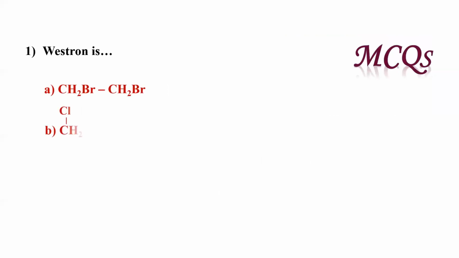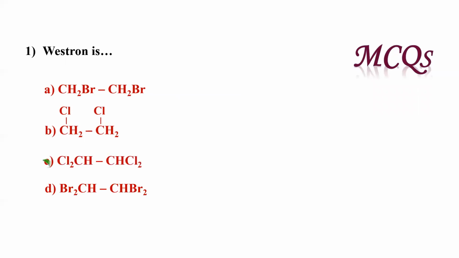What is Westron? Westron is 1,1,2,2-tetrachloroethane. Now, how do we get Westron? Yes, upon halogenation, chlorination of ethyne. So when you do chlorination of ethyne, you get Westron as the product.